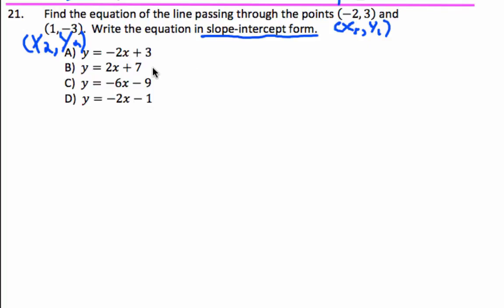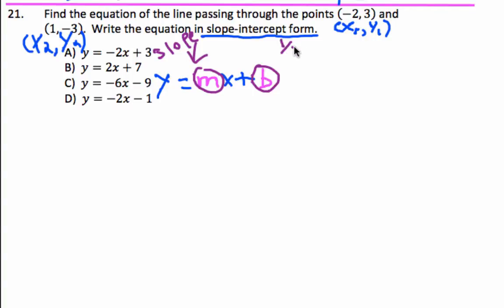Okay, so we need to know what the slope-intercept form is. The slope-intercept form is y equals mx plus b. Now you're going to have to find the m and the b. The m is the slope, and the b is the y-intercept.